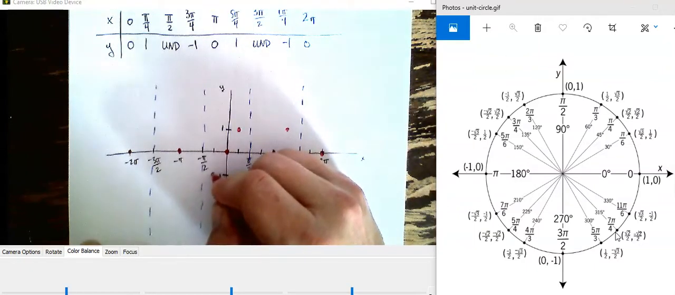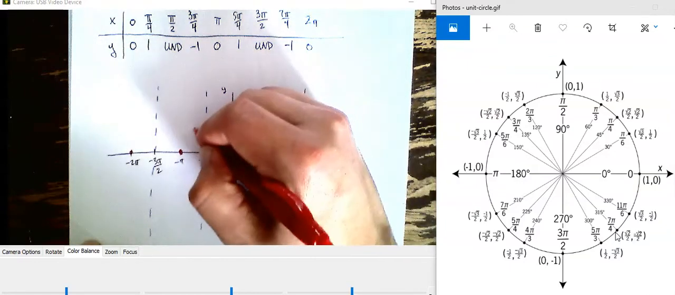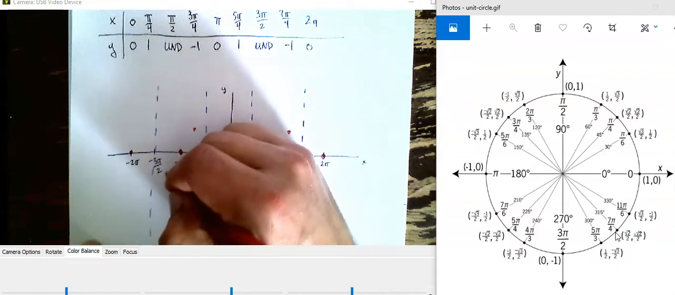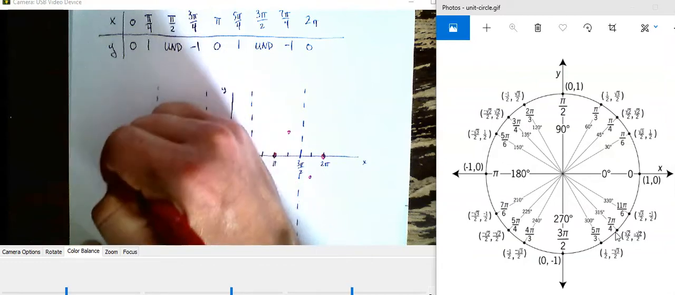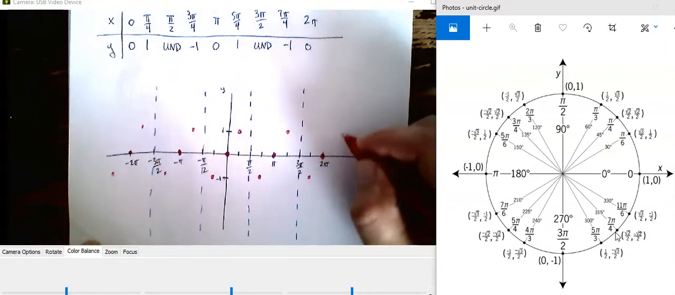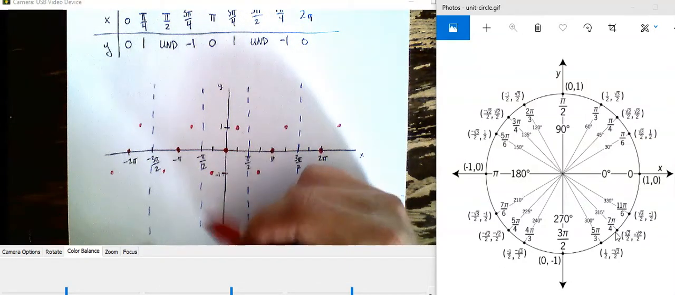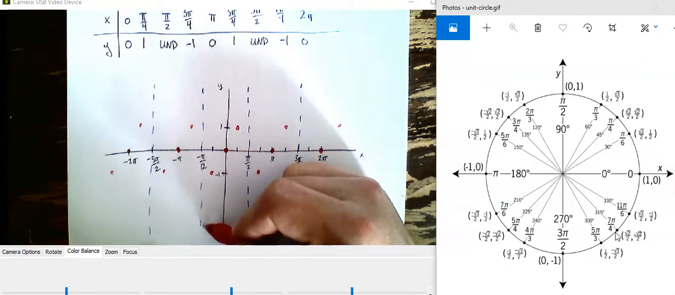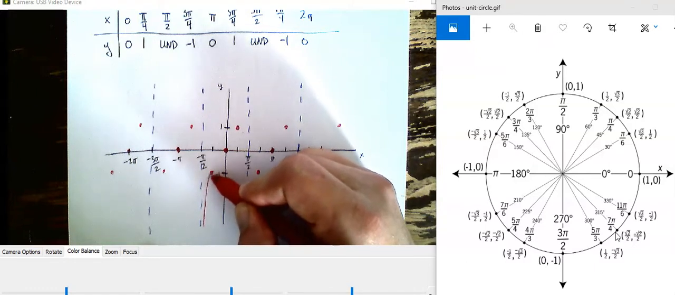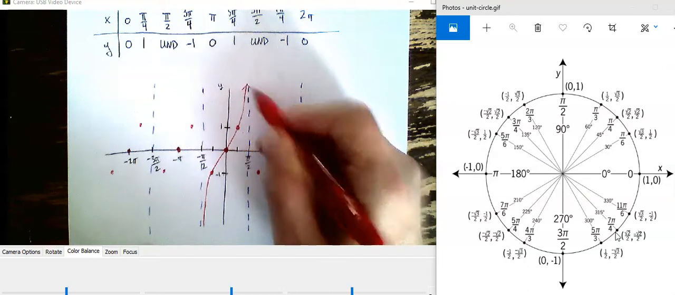That's absolutely right. So in between here, we'd have a positive 1 and a negative 1, and a positive 1 and a negative 1. And then all the way over here, we'll have a positive 1. So we can kind of see the graph of the tangent function shaping up. Here we have these asymptotes we know we can't cross. So the first bit of the tangent function kind of looks like that.